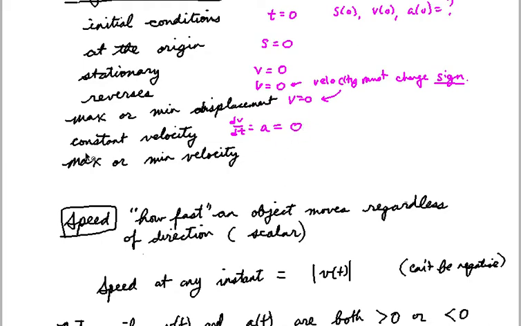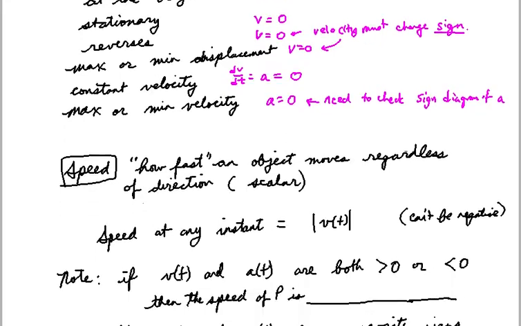It's not changing. And then if I have a maximum or minimum velocity, again, we can assume that probably a is going to be 0, but you need to check the sign diagram of a. If I see a change in sign there, then I know that velocity is going to have a maximum or minimum.